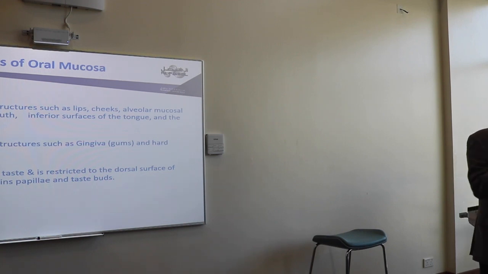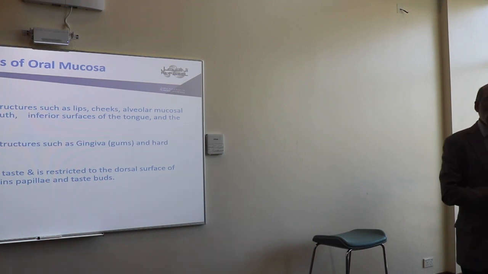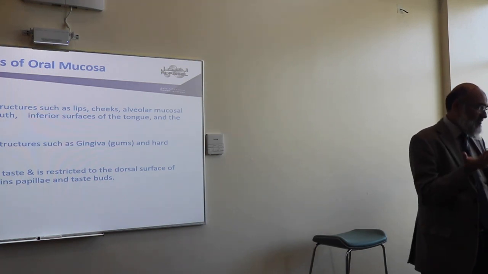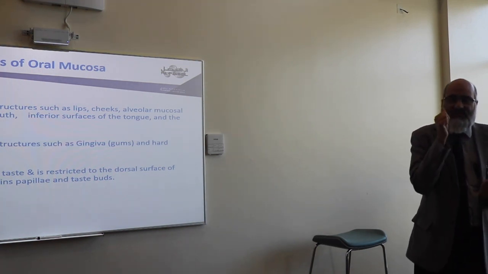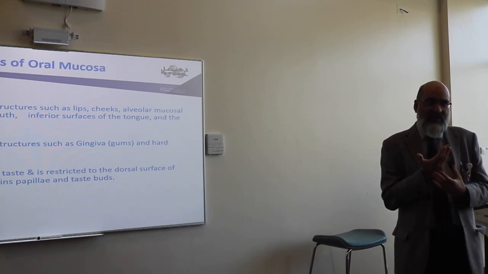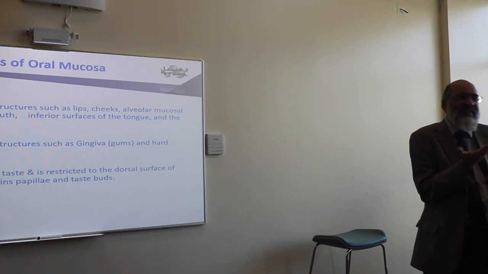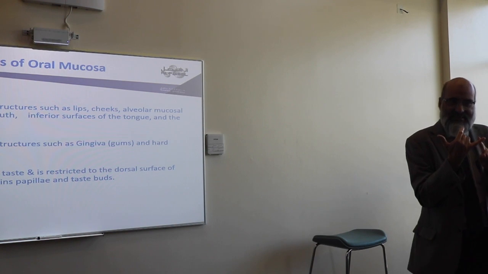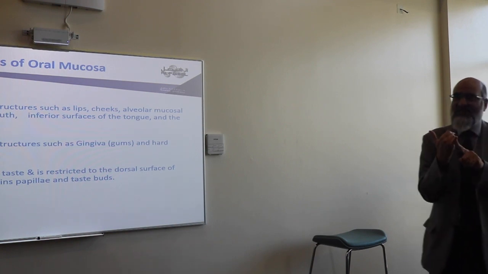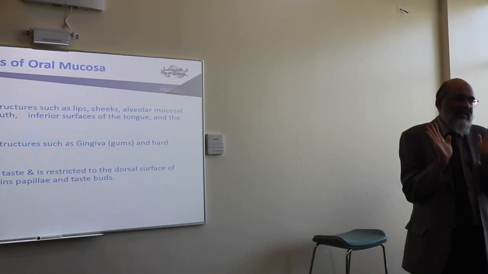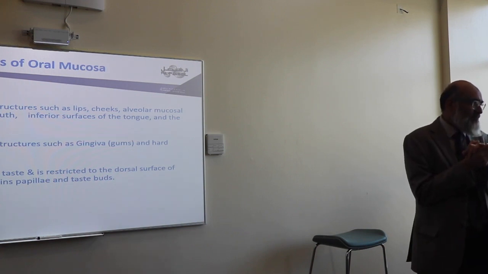It can be divided into three types: 1, 2 and 3. Now what is number 1? Lining mucosa means normal mucosa in most places, like the soft palate, the tongue, the lips, the cheeks. In most places, the oral mucosa serves as a lining. It consists of two tissue layers: one is epithelium, the second is connective tissue. Epithelium is stratified squamous non-keratinized. It is supported by dense connective tissue.